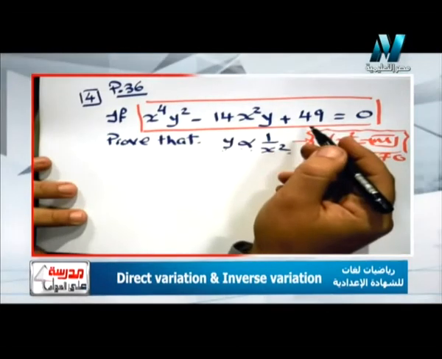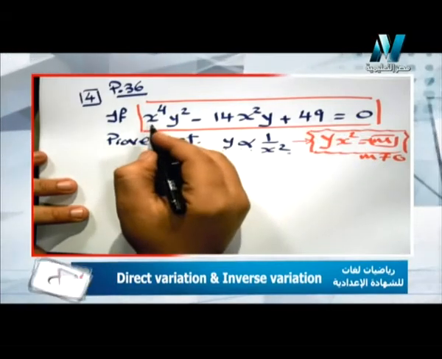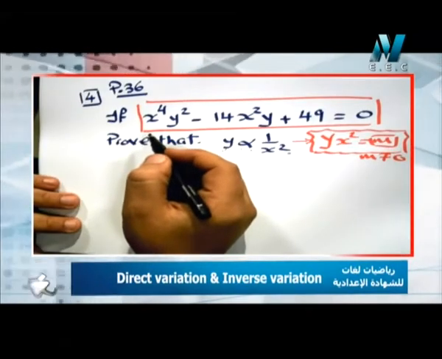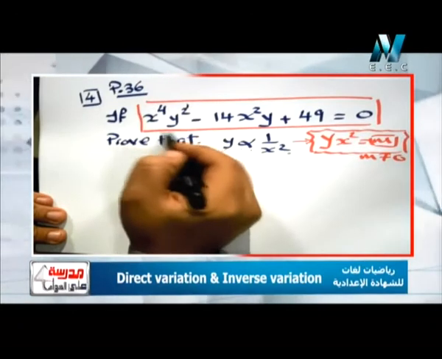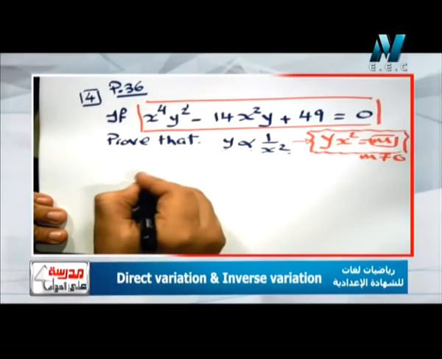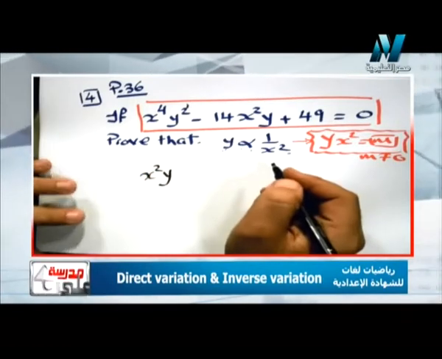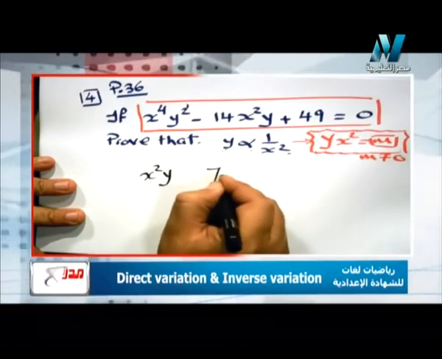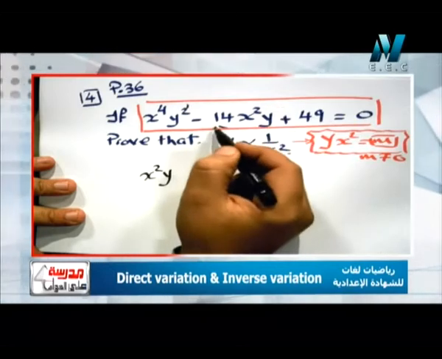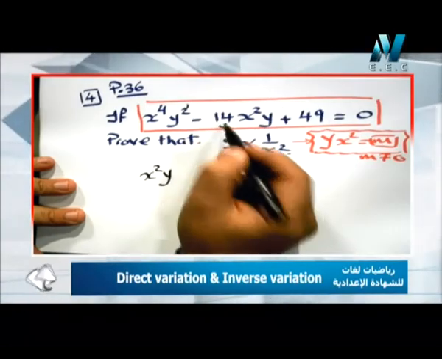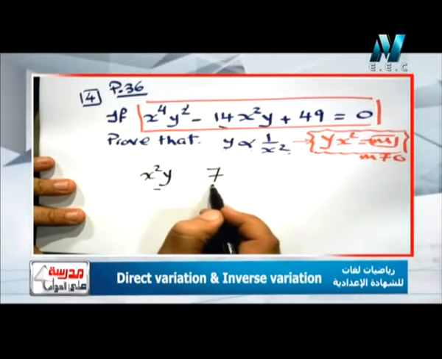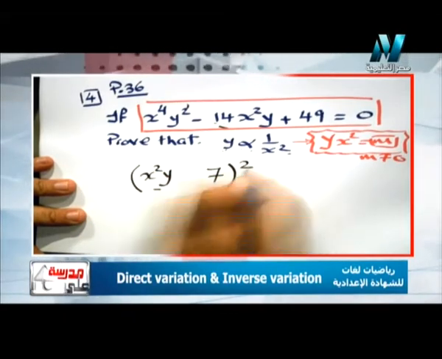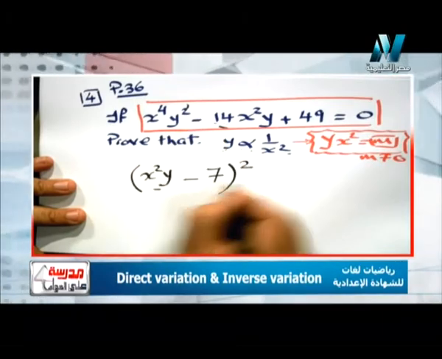Equation of 3 terms. An important thing catches my attention: this is a perfect square. How do you know it's a perfect square? The first term has a square root, which is x power 2 y. The last term, 49, has a square root, which is 7. And the absolute value of the middle term is the product of the first and the second times 2, which gives 14. So this is a perfect square, and I write it in this form, power 2. The middle sign has the same sign as the middle term. Of course, this equals 0.